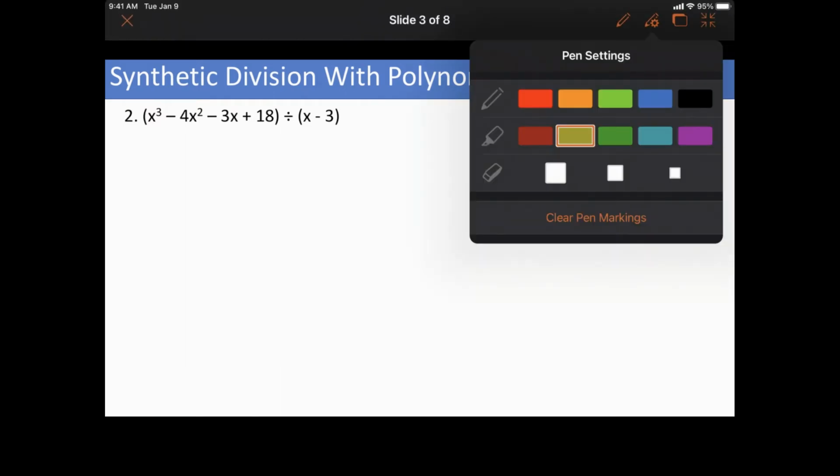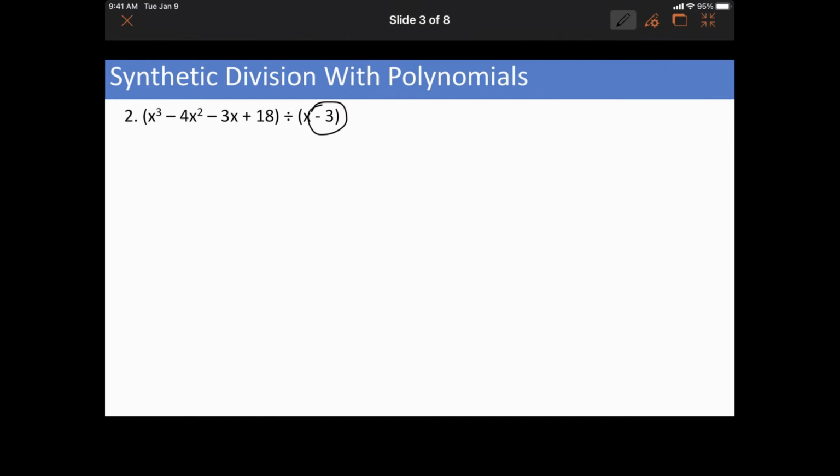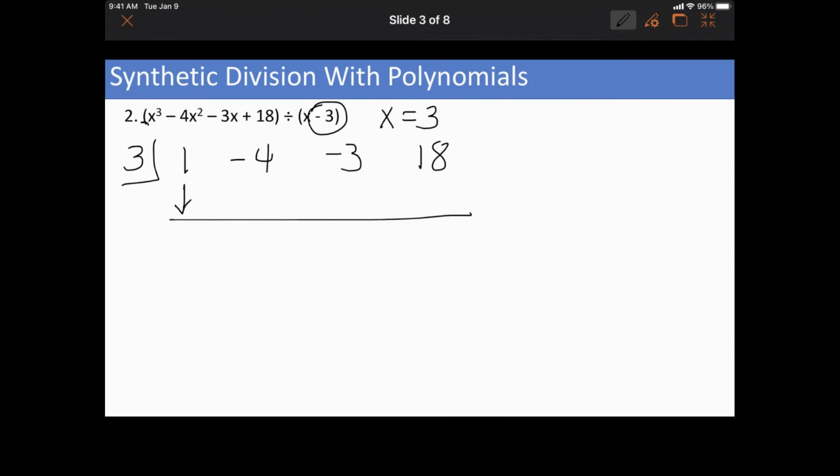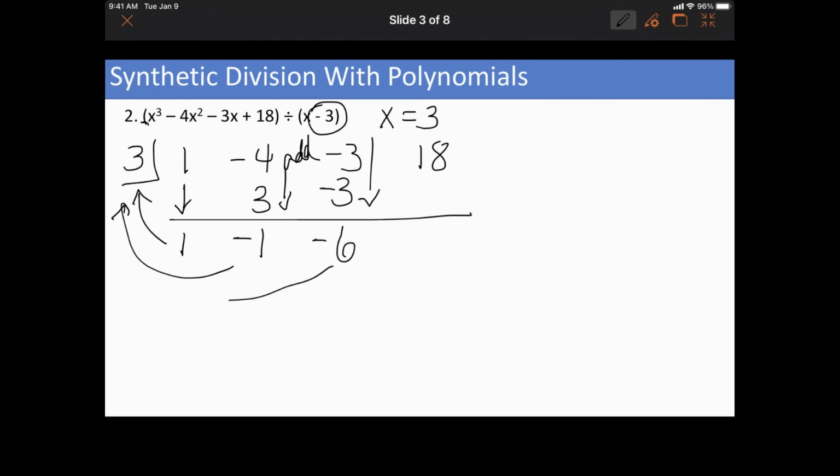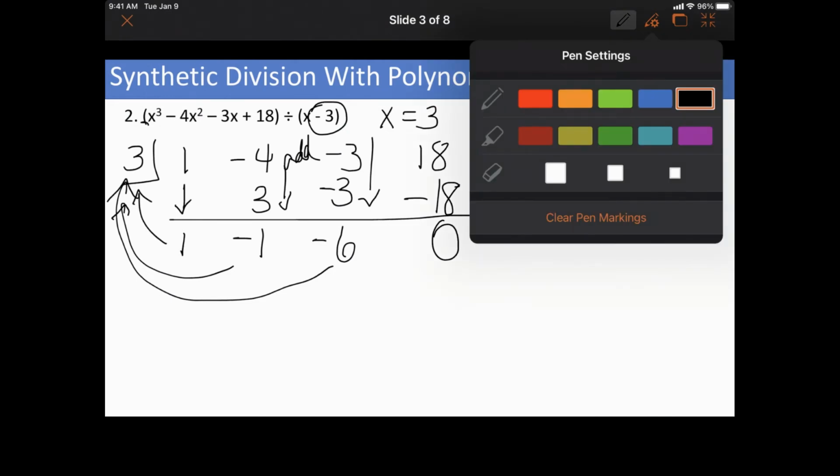So we're going to take this, and you're going to do the opposite. So it'd be x equals 3. So this goes in here. You do our coefficients. So that's 1, -4, -3, +18. Draw a line. Bring down the first one, 1, and multiply. Then add down. So you're adding -1, multiply, -3, add -6. Multiply, -18, 0. All right.